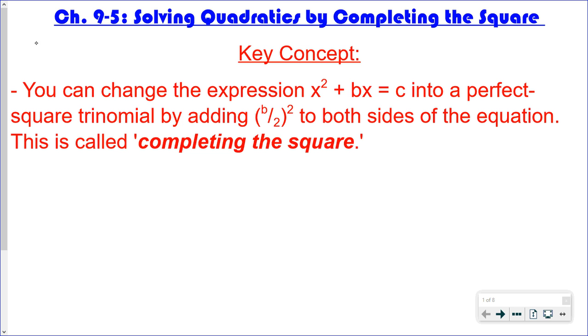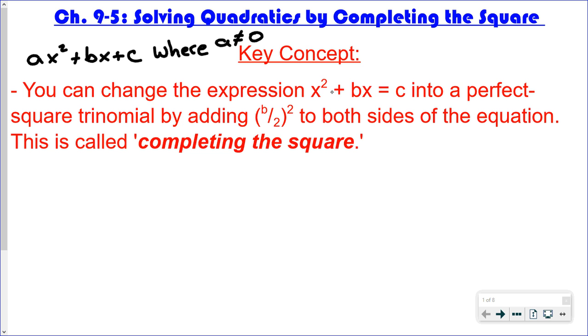So remember, the standard form of a quadratic equation is ax squared plus bx plus c, where a can't be equal to 0. So a quadratic has to have a variable with an exponent of 2 in it. All right, so here's how this method works.